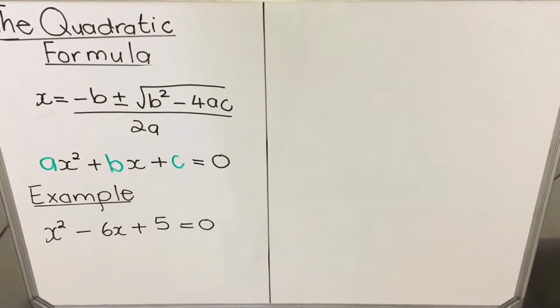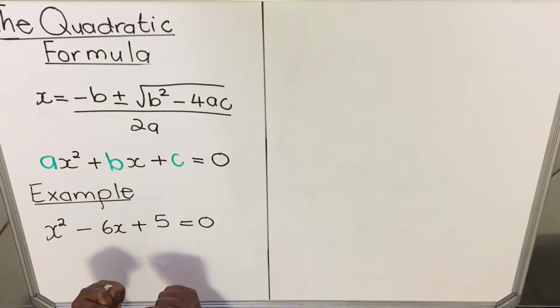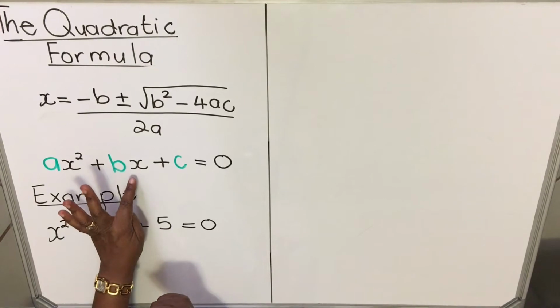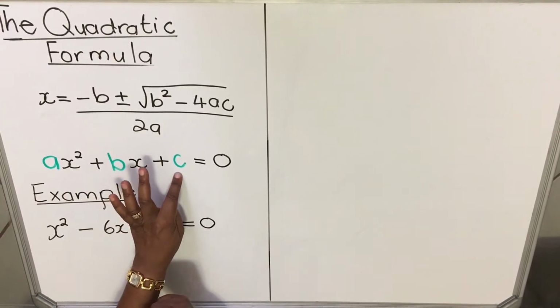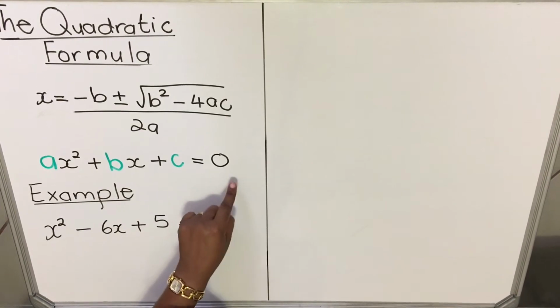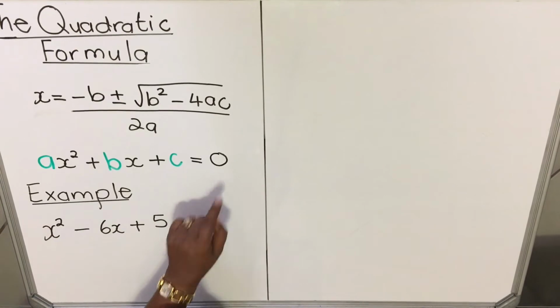When you are using the quadratic formula, you have to put the equation in standard form. When we say standard form, we mean you must have x squared, you must have x, and you must have a constant, and then equals 0. You must not have any number on the other side. You always have to have it in this form. It must be equal to 0.